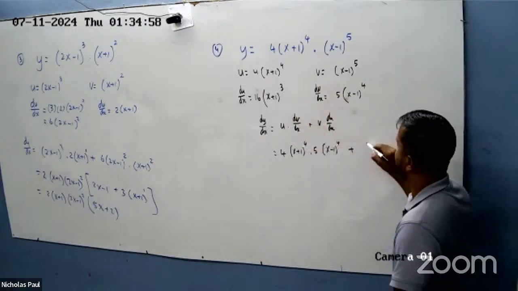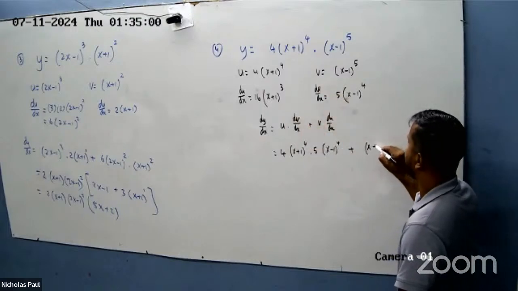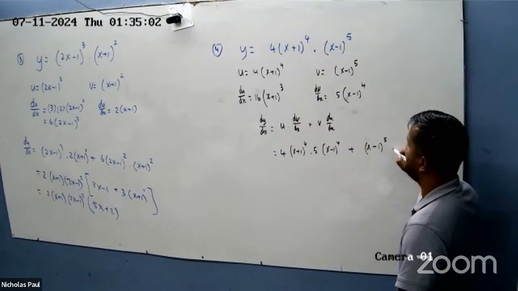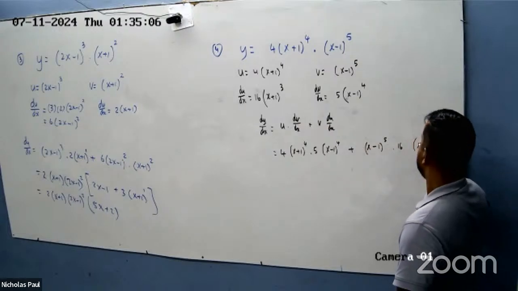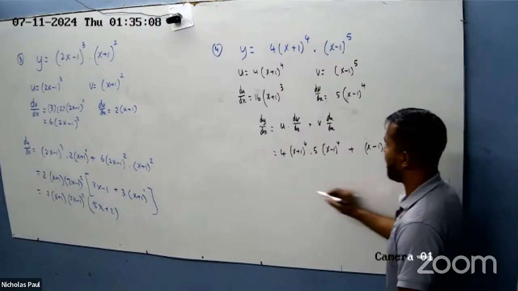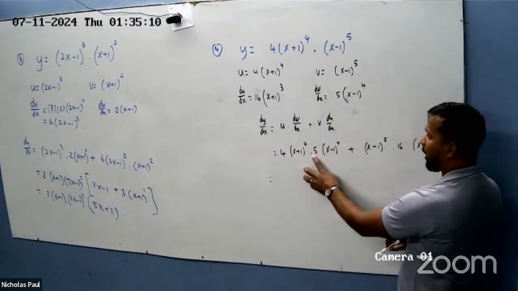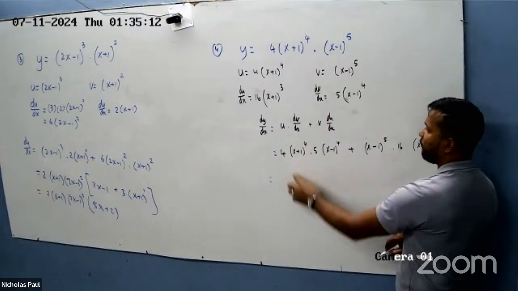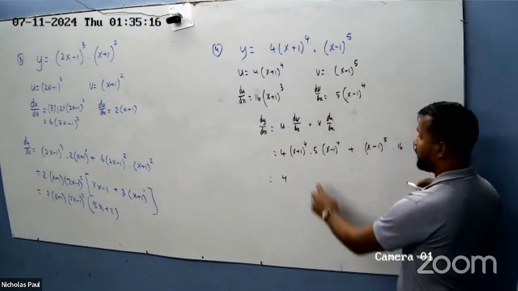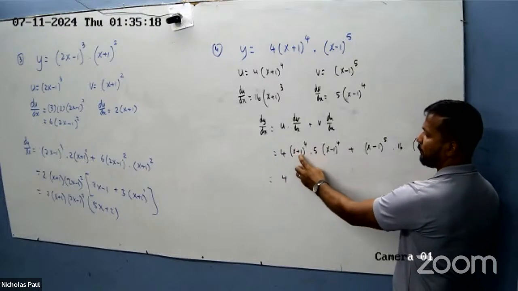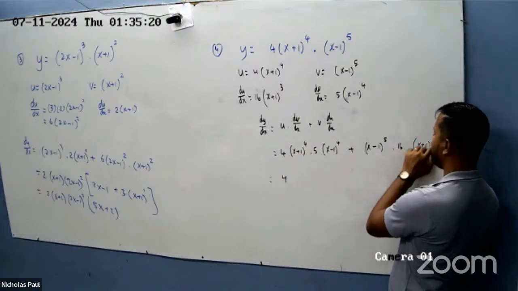X minus 1 to the power of 5 by 16, I'll put 16 here by x plus 1 cubed. Nice. What do you have in common? Start with the numbers. They both have 4 in common. Right? They both have x plus 1 to the 4, x plus 1 to the 3.